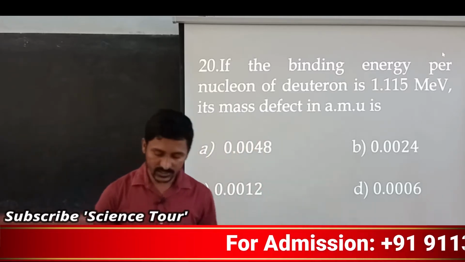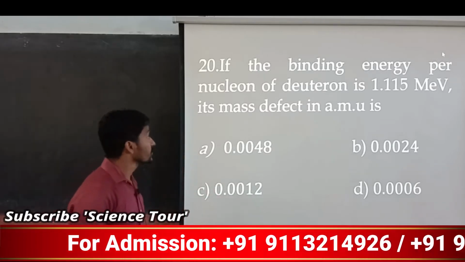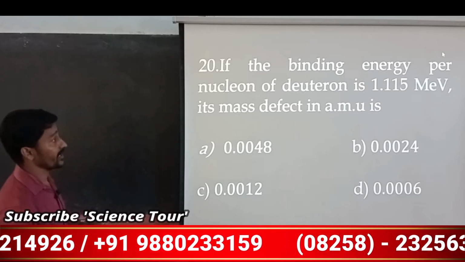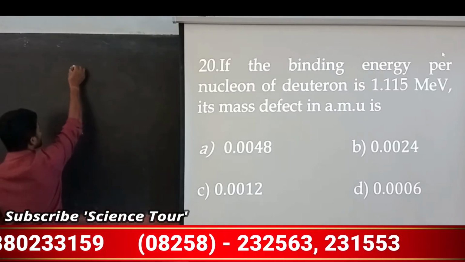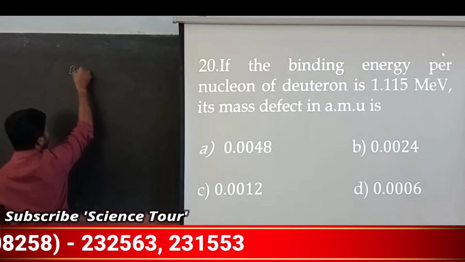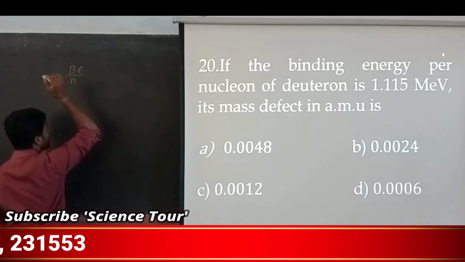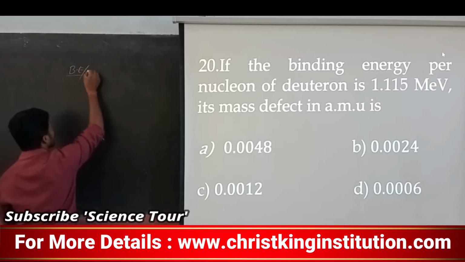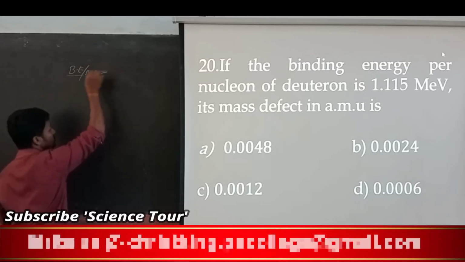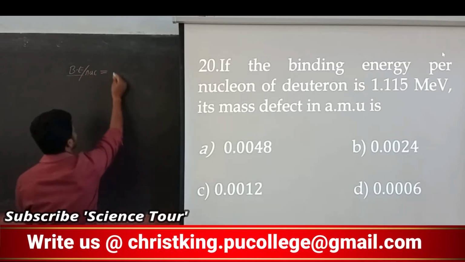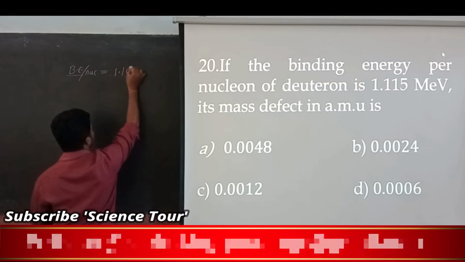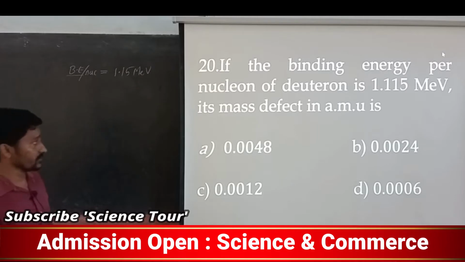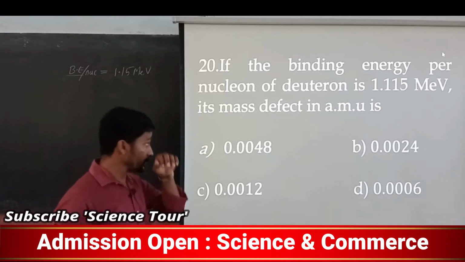The next question says that the binding energy per nucleon of deuteron is 1.15 MeV. Binding energy per nucleon means binding energy per A, isn't it? It is not in terms of joules, it is in terms of eV.